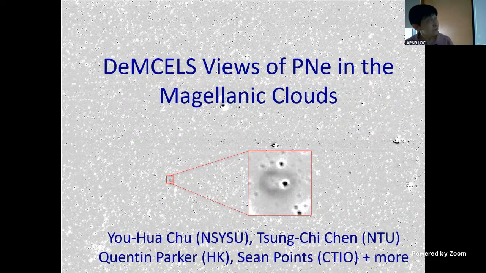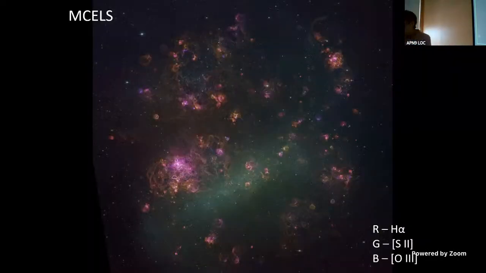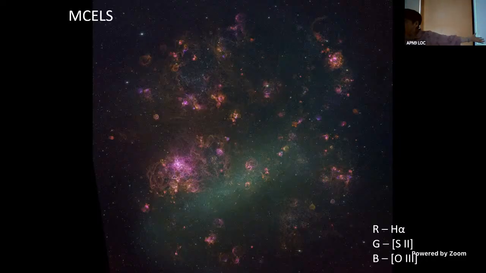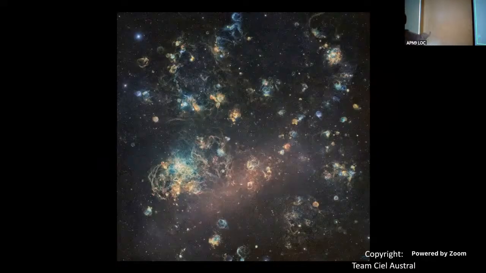Okay. So this is the Magellanic Cloud, and this picture comes from MCELS, the Magellanic Clouds Emission Line Survey. This is the data we took in the 1990s, so it has been about 30 years. This is the MCELS data we love and we use all the time. But then when you see the amateurs taking pictures like this, you look at this comparison, you're just like, oh my God, we're doing so much worse than the amateurs. That's really bad. We have to do better.